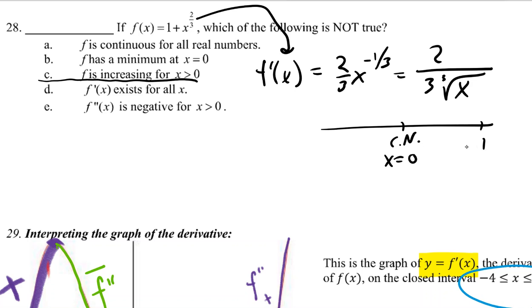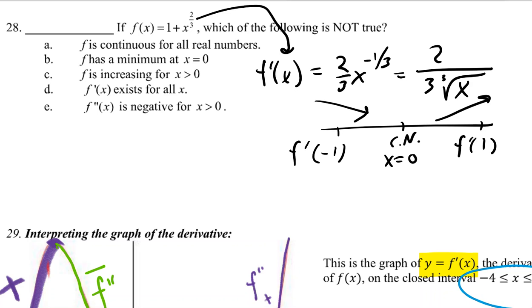And then I could throw in a number like 1 into the first derivative, get something positive. Throw a number like -1 into the first derivative, get something negative. So now I know when this graph is increasing, decreasing. So is C true? Yes, it is increasing when x is greater than 0. So honestly, I'd hope that that one was not true, because then I would be done.